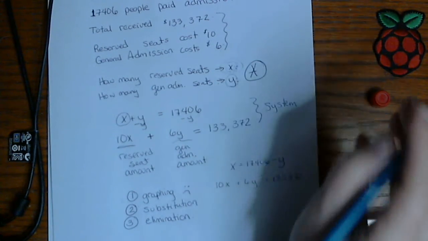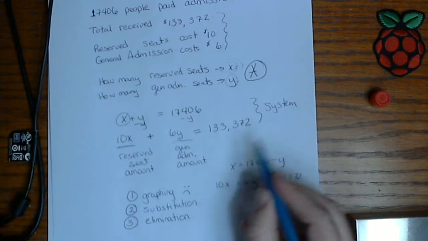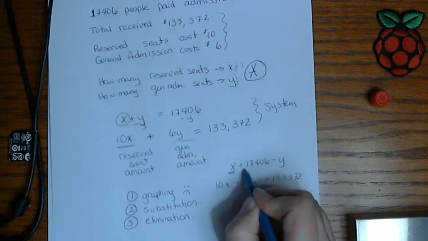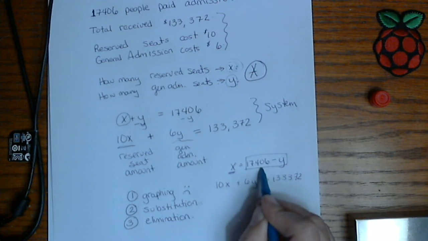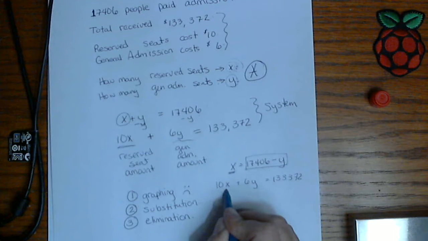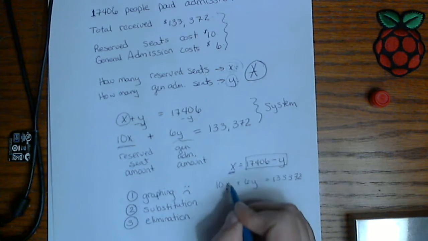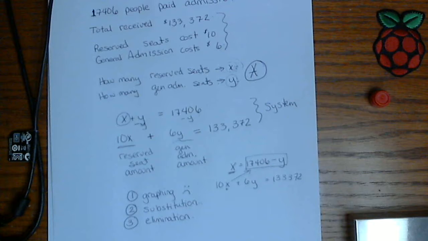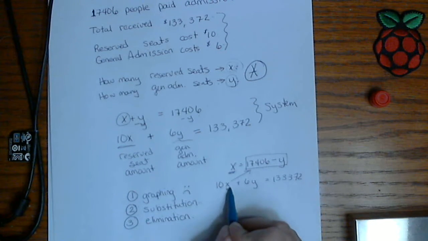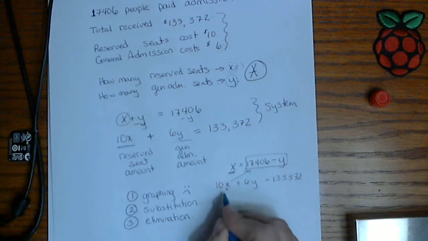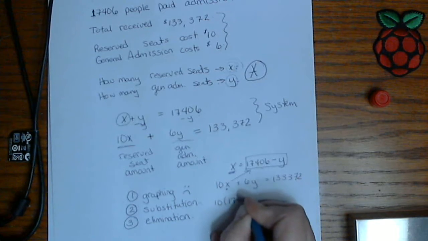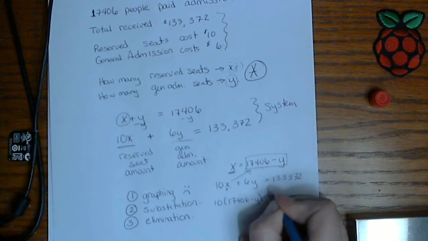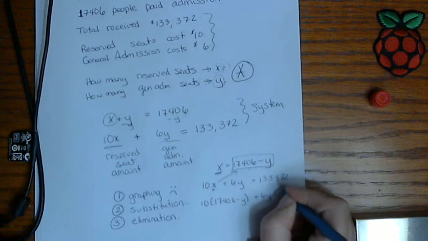Now remember, I know you already have worked on how to solve systems of equations with substitution, but the reason substitution works is that when we have one variable all by itself, we know that that variable is exactly the same thing as this. So in the other equation, instead of writing that variable, I can write what that variable is the same as. So instead of 10 times x, x is equal to all of this stuff. Instead of 10 times x, I'm going to write 10 times (17,406 minus y) plus 6y equals 133,372.